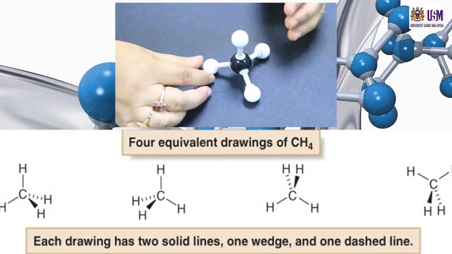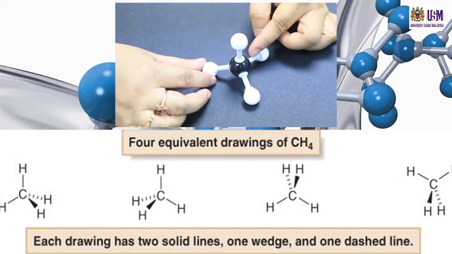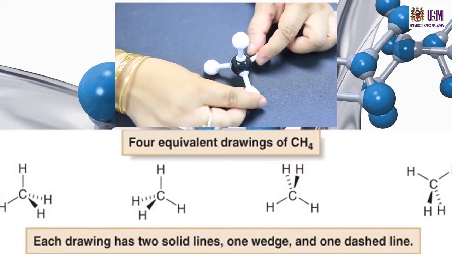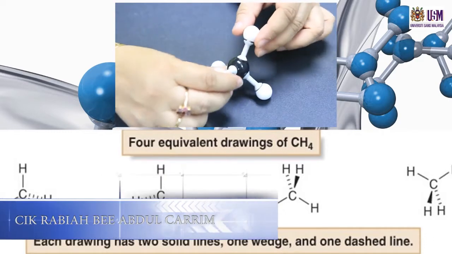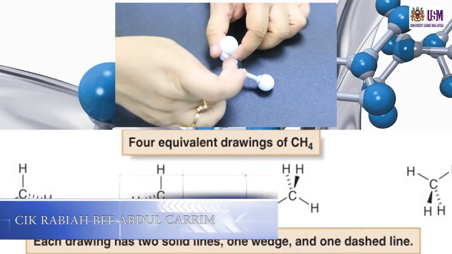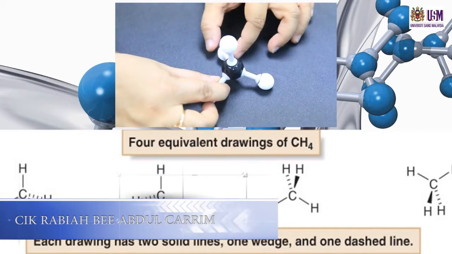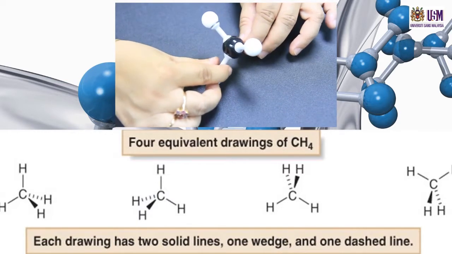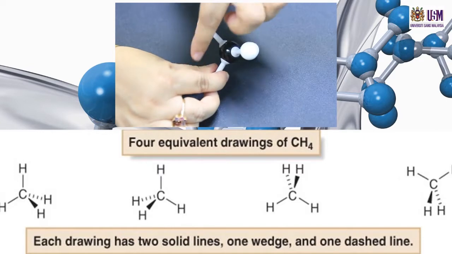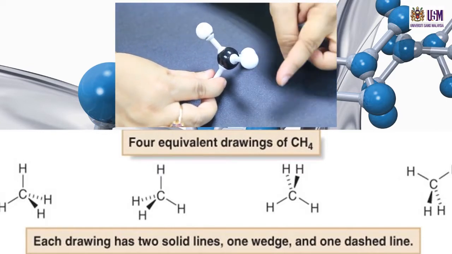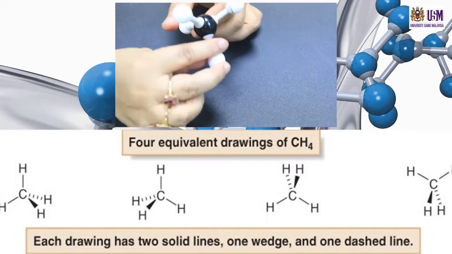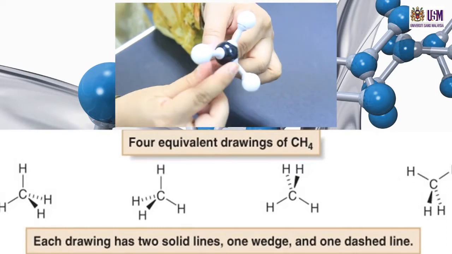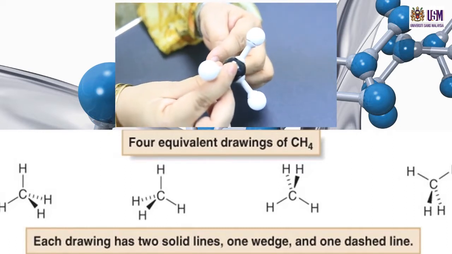In the first one, we can see these are in the same plane. These are the straight lines, this is the wedge, and this is the dashes. Now if I were to look at the molecule in this way, this would be the straight lines, this would be the wedge, and this would be the dashes. If I were to look at the molecule in this way, this would be the wedge, these are the straight lines, and this would be the dashes. And then, if I were to make it in this way, these are in the same plane, and this is away from it. This is the dashes, and this is the wedge.